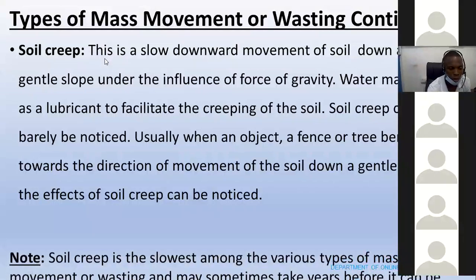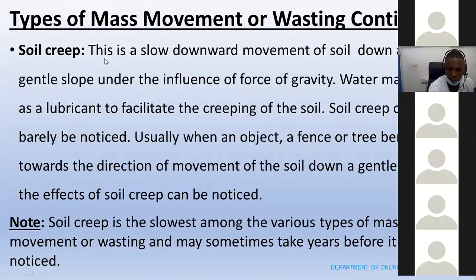Now let me give you this image. So you have to take note. Like I said, soil creep is the slowest among the various types of mass movement. Sometimes it may take years before it can be noticed. It may take several years before individuals can notice that this phenomenon is taking place in a particular environment or landscape.